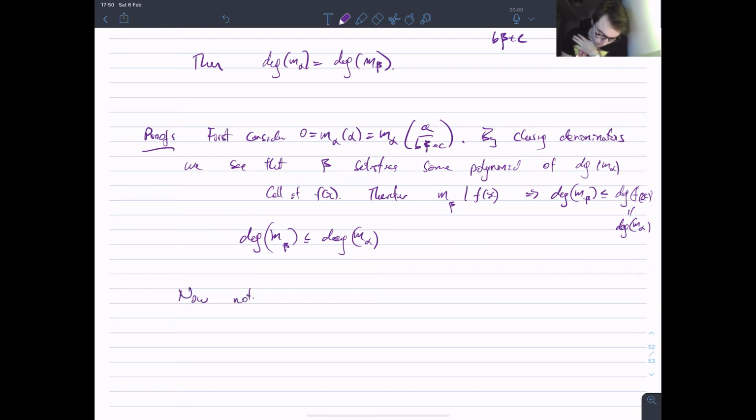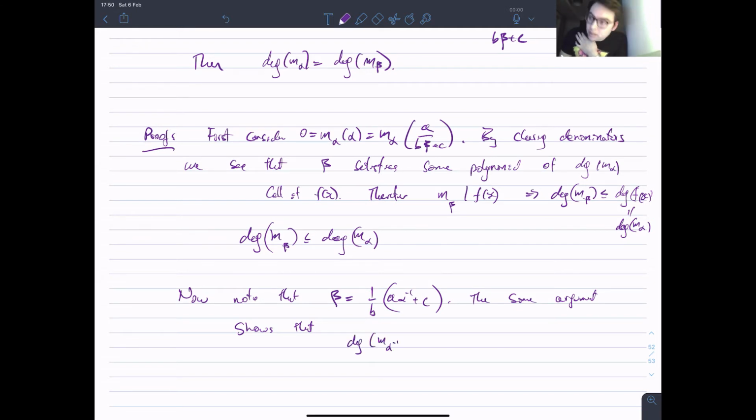Now note that you can write beta as 1 over b times (a alpha inverse minus c). Just rearrange. The same argument as above shows that the degree of m of alpha inverse has to be less than or equal to the degree of m beta. So I've just reapplied this whole argument, but in this setting with beta and alpha swapping around.